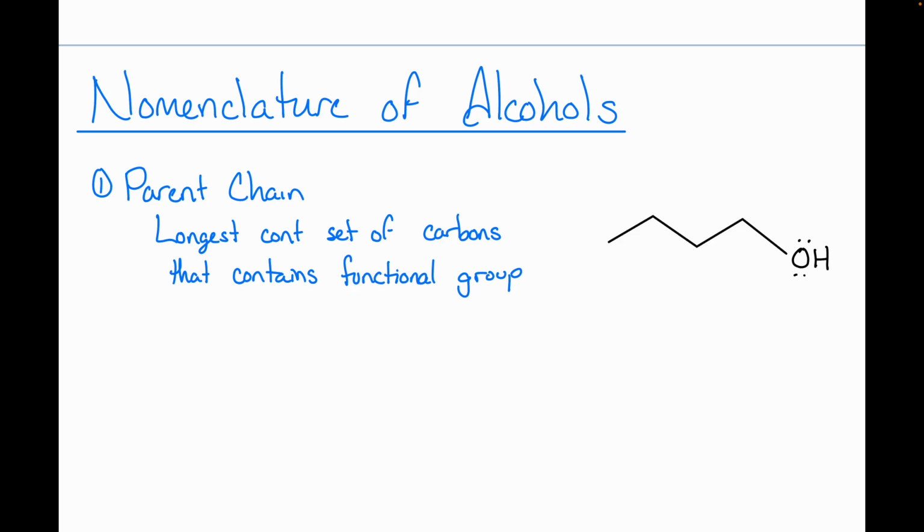Okay, so when I'm finding my longest continuous set of carbons in my alcohol, I know this carbon right here has to be involved in that parent chain, right? It's got to contain that OH functional group. So then these 1, 2, 3, 4 carbons would be my parent chain. For 4 carbons, we use what prefix? But, all right? And now that we got a new functional group, we're going to need a new suffix. For alcohols, we use that OL ending.